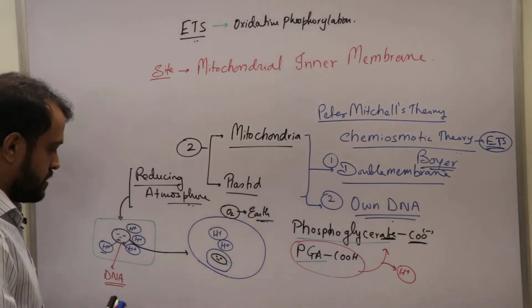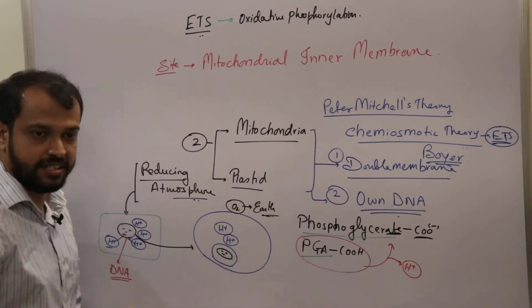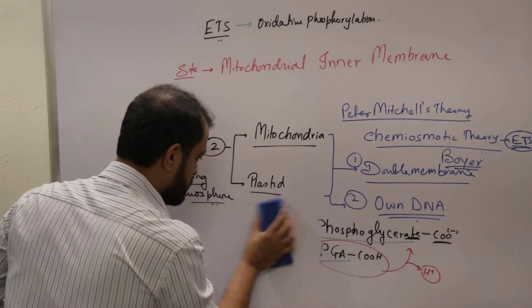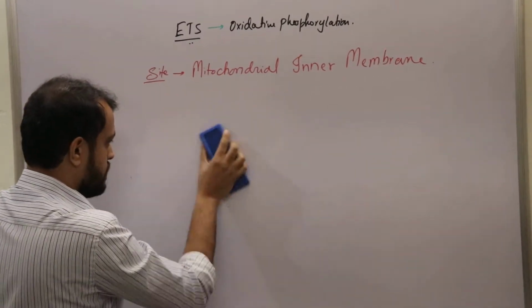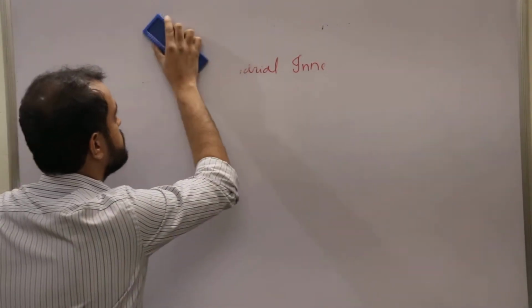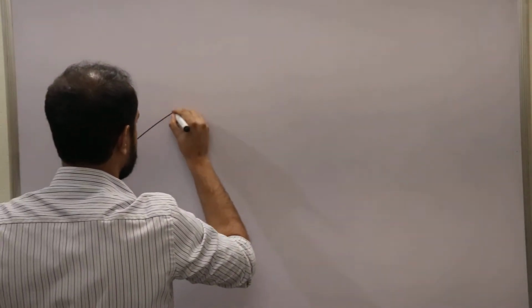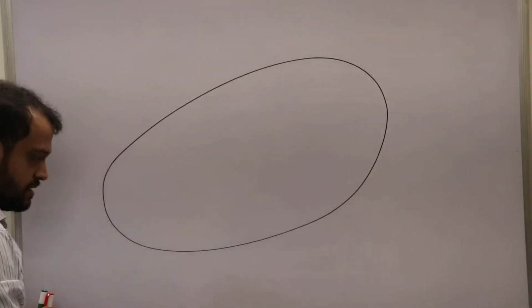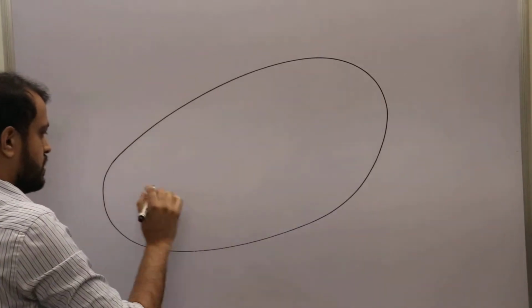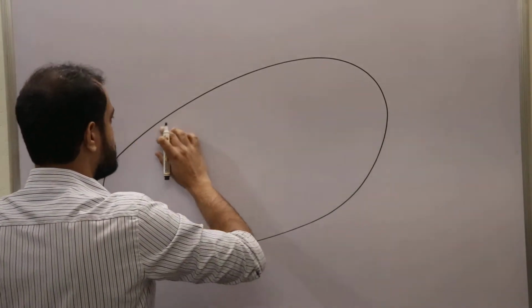Now, you should understand one thing again: what is the structure of the mitochondria before we go into the details. Now listen. Suppose this whiteboard is a cell and this is the cell membrane. Now, this is a mitochondria inside the cell and this is the outer wall.